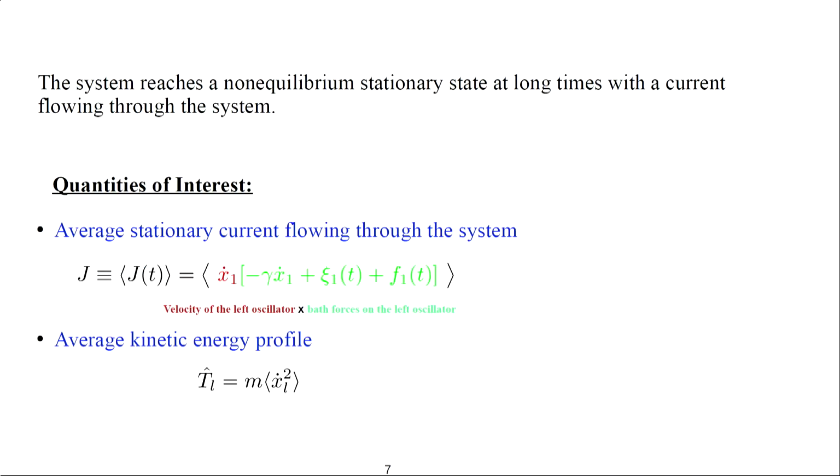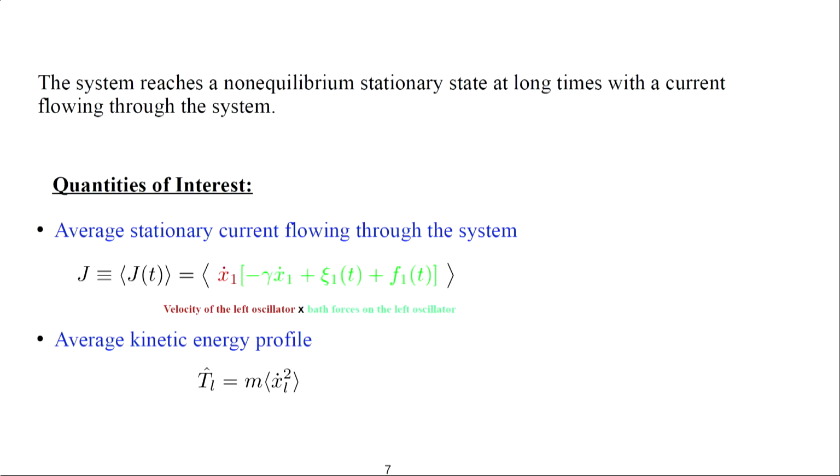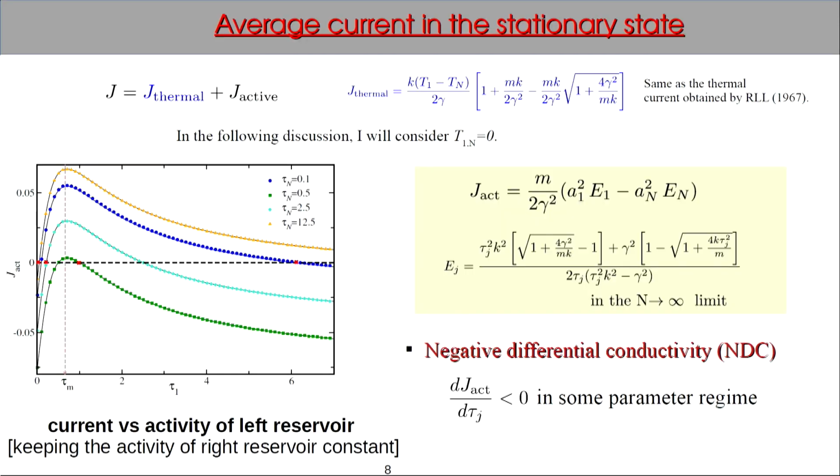And yes, because the system is connected to two reservoirs, in the long time limit it will reach a stationary state. And we are interested in this talk specially, I'll talk about the current that flows through the system in the stationary state and the average kinetic temperature profile of the conductor chain in the stationary state. Okay, so let's come to the results directly.